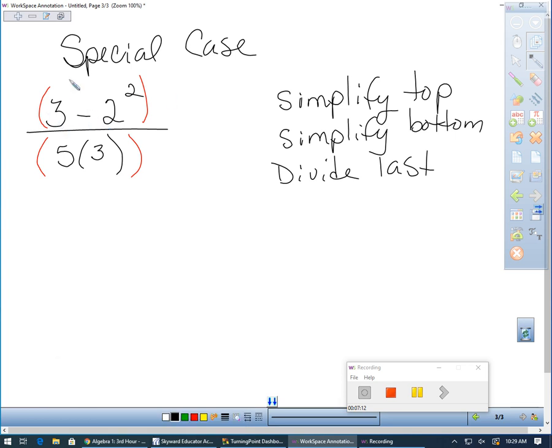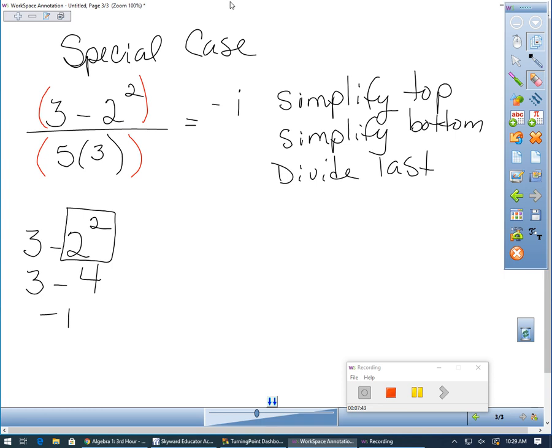First, we're going to simplify the top. On the top alone, I have 3 minus 2 squared. Somebody help me out. What do I have to do first? Hunter, go ahead. What do I do first? 2 times 2. Right, this 2 squared right there. And that gives me 3 minus what? 4. And 3 minus 4 is? Good, negative 1. So the top became negative 1.